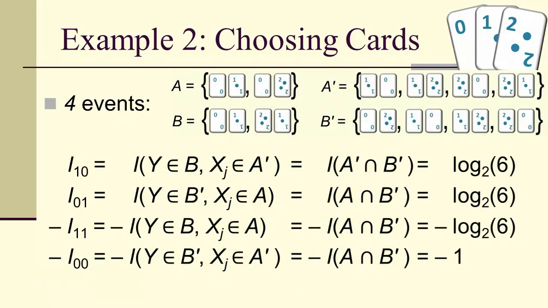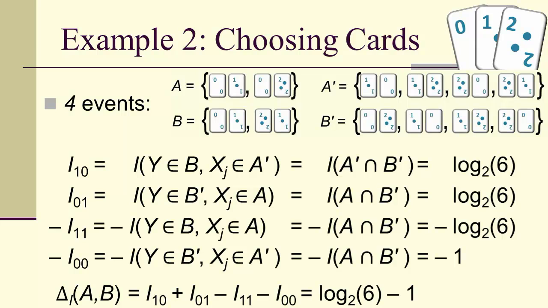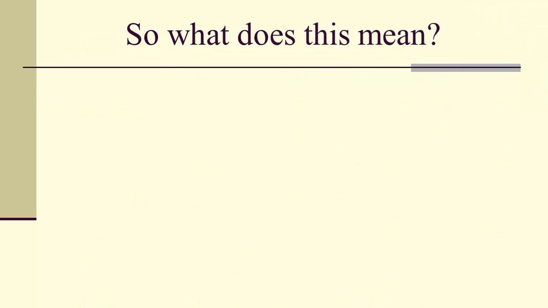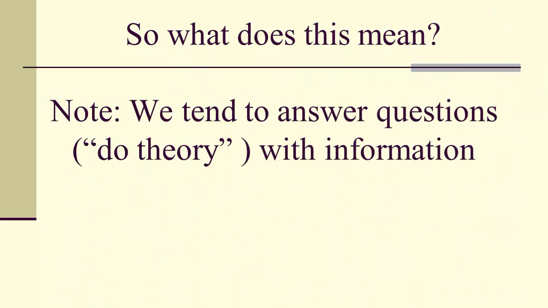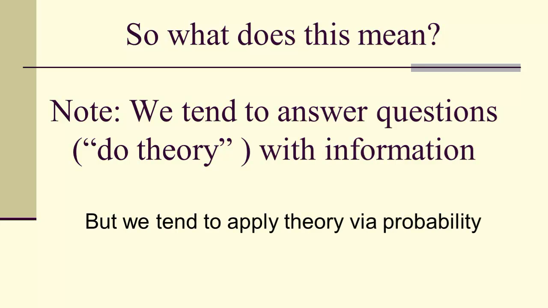So we compute our joint information difference, and you can see clearly that it's not going to be equal to 0. In fact, it's going to be the log base 2 of 6 minus 1, which is about 1.58 bits. So what does this mean? Well, before we say what it means, let's notice that we do something very often when we talk about probability. We tend to answer questions or do theory with information. But we tend to apply theory via probability.